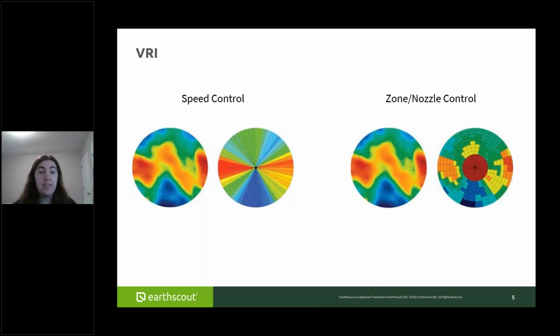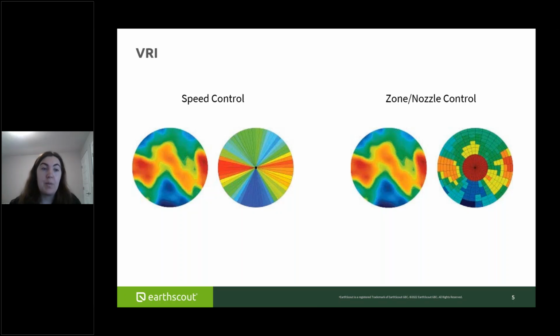So there are 2 kinds of VRI systems, and the first one here on the left is based on speed control, and this concept divides the field into pie slices, and then the application rate of water is varied in each slice by changing the speed of the pivot as it moves around the field. So on the left of the speed control, we can see a map of the variability of the field, and on the right we see our pie slices, and this is where every pie slice is going to have a different speed, and the speed is going to affect how much water is being put on the field.